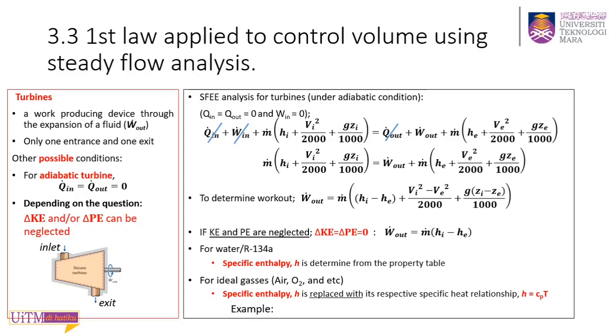As you can see in the SFEE written above, there is the term for specific enthalpy h. Now, the values for specific enthalpy is determined based on the type of substance. For water or R134a, the values for specific enthalpy is read from the property table, and for gases, the term for specific enthalpy is replaced with its related specific heat, CpT.